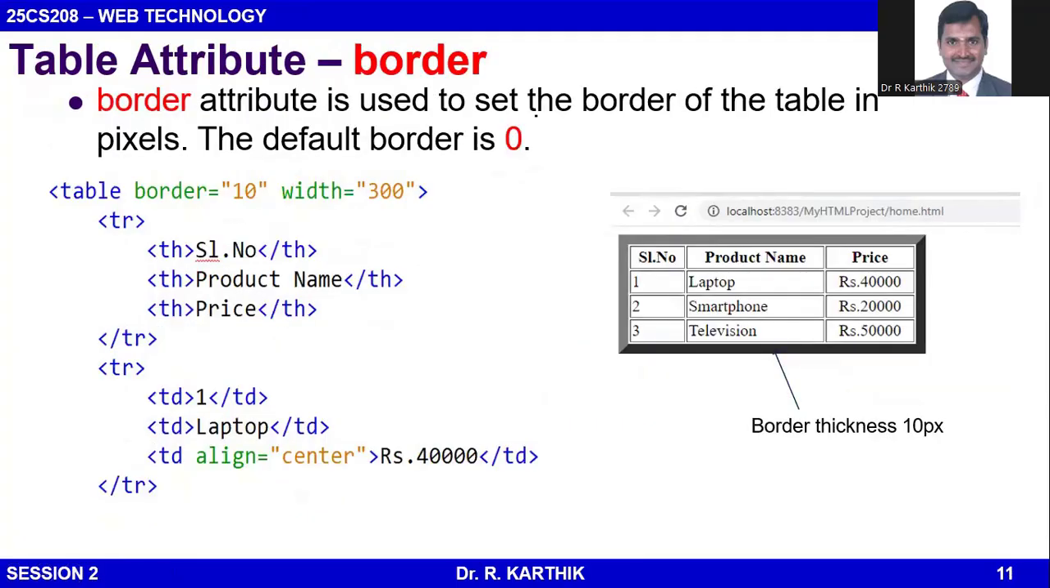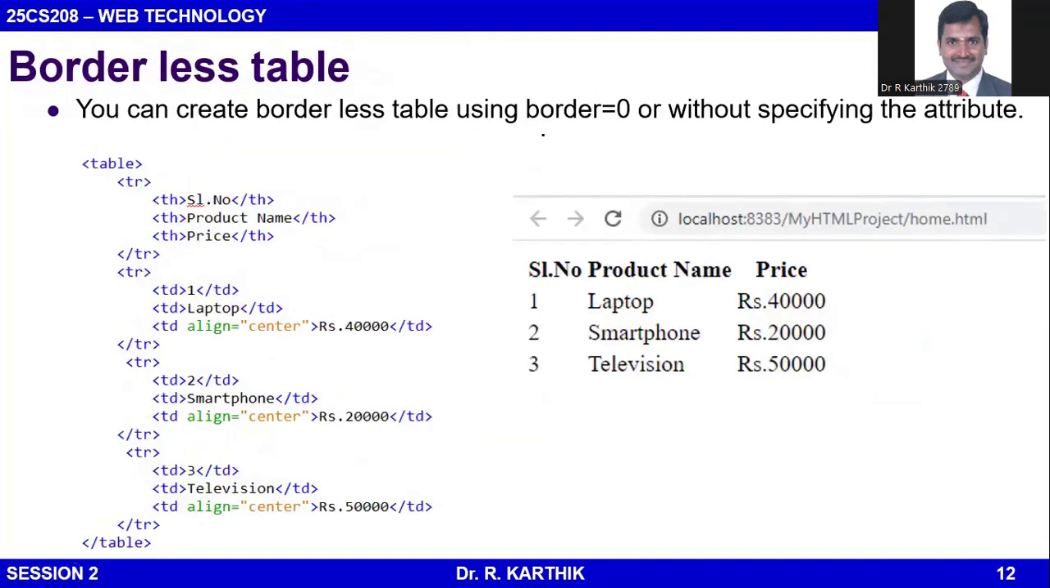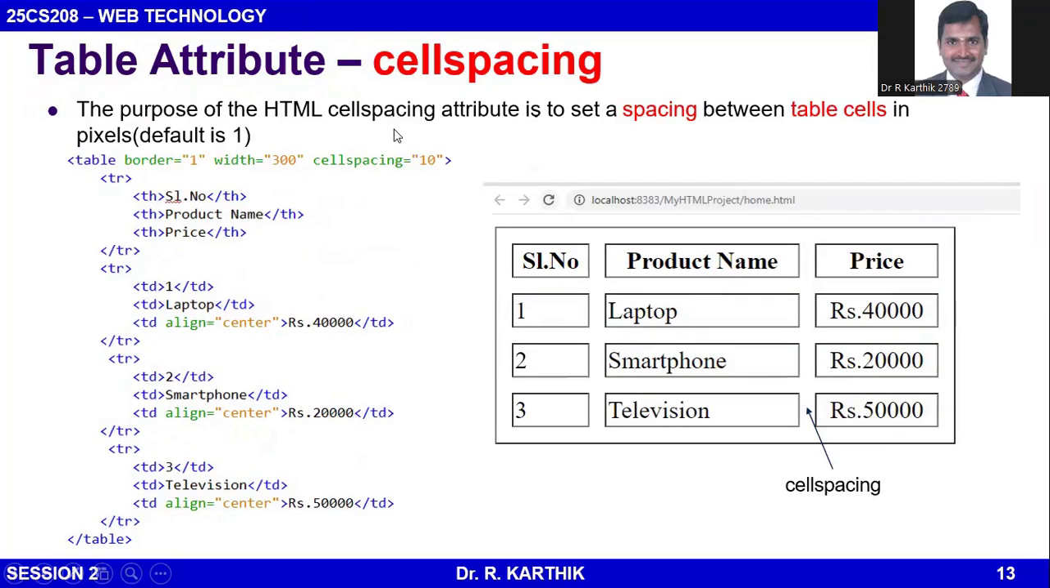Then border: if I want to increase my outer border, use the border attribute inside the table tag. Then a borderless table is also possible. If you are not using any attribute inside the table tag, by default it considers the border value equal to 0. If you want to create a border, you have to use the border attribute inside the table tag.